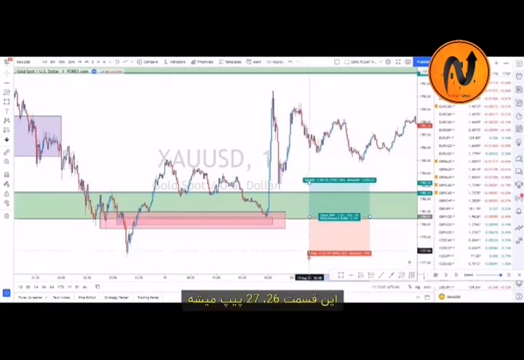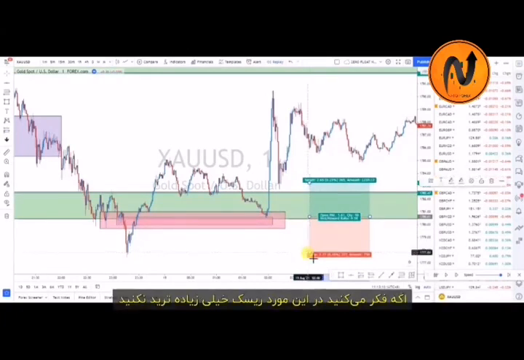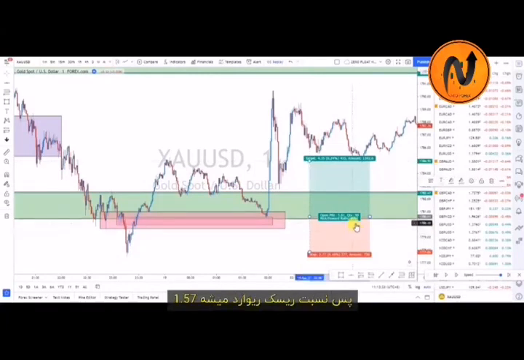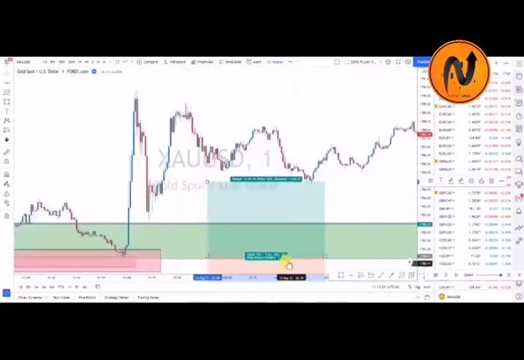This red risk is about 26, 27 pips. So guys, if you think that the risk is very big like this case, then we do not trade. If you think that the risk is big, you do not trade. But the reward is 43.5 pips. So the risk reward ratio is 1.57. This can be a good trade as well. But let's wait for another opportunity.